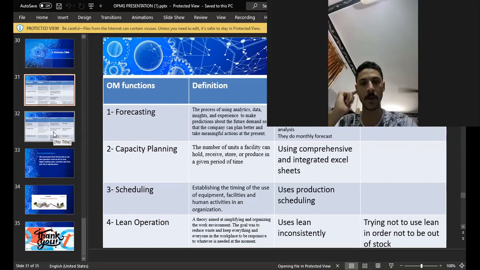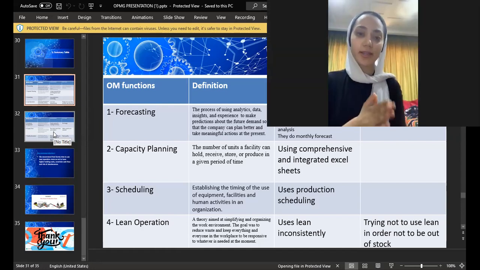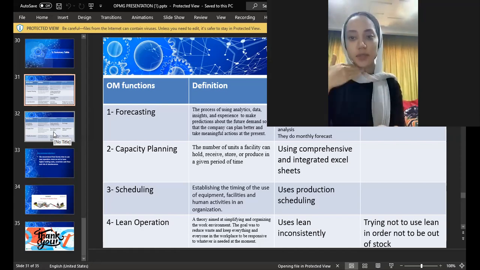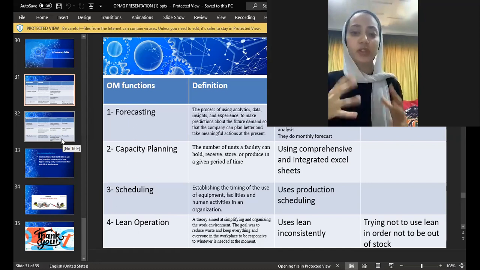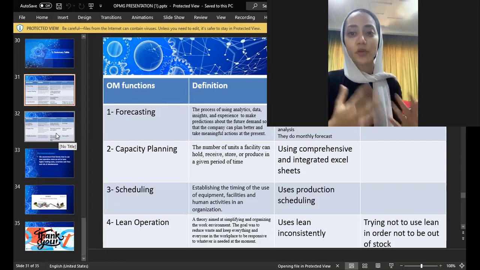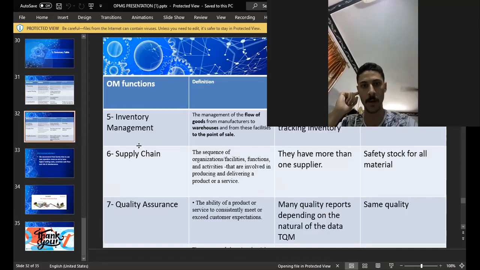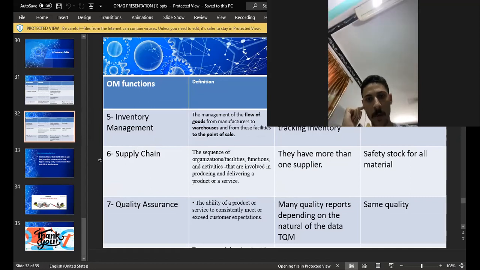Lean operation. In lean operation they reduce inventory waste. The product comes from the supplier to the manufacturer of Domty and goes straight to the distributor, so it doesn't take much space in the warehouse. But they believe that for COVID-19 it was best not to adopt the lean approach, to have safety stock or more inventory as the demand increased at that time. Okay, next slide. Inventory management.